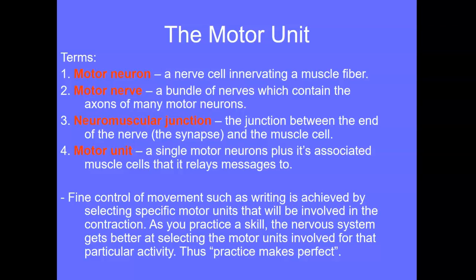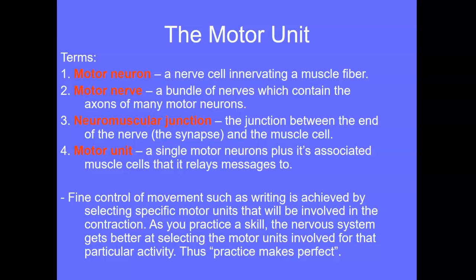So the motor neuron is the nerve that innervates or touches a muscle fiber coming from the central nervous system. The motor nerve is a bundle of individual extensions that are associated with many motor neurons. So a motor nerve basically connects many cells in the spinal cord to many muscle fibers. All right, so the thicker the motor nerve, the more muscle fibers that are being activated, sort of. There are some exceptions to that, but don't worry about it now.